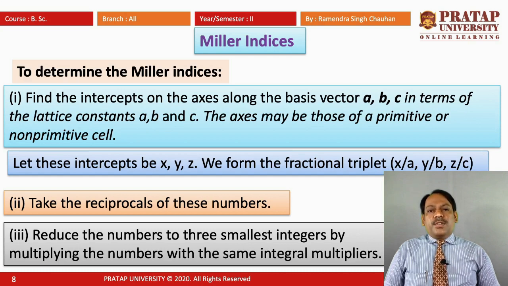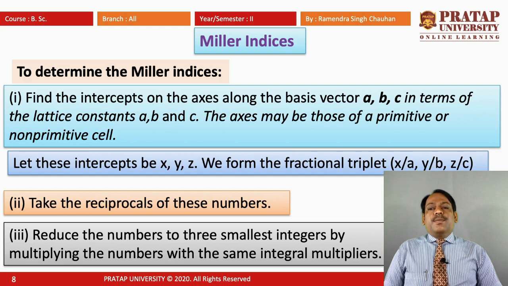For that, we first determine the intercepts. The intercepts on the basis vectors a, b, c are in terms of the lattice constants a, b, c. The axes may be those of a primitive or non-primitive cell, and these intercepts may be x, y, z. Then we form the fractional triplet x upon a, y upon b and z upon c, and after that we take the reciprocal of these numbers and reduce them to the 3 smallest integers by multiplying the numbers with the same integral multipliers.